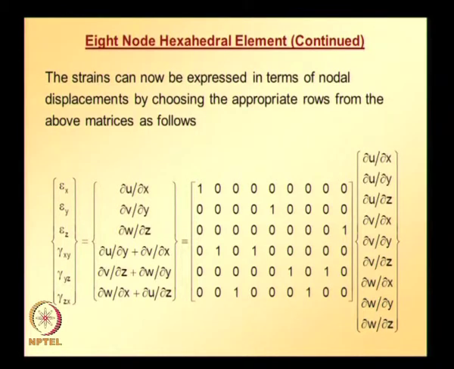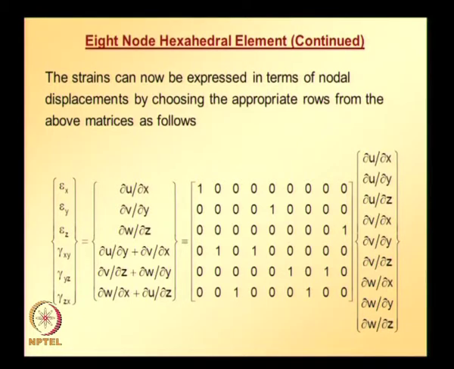First, the definition of strain: epsilon x is equal to partial derivative of u with respect to x, epsilon y is equal to partial derivative of v with respect to y, epsilon z is equal to partial derivative of w with respect to z. Similarly, gamma xy is partial derivative of u with respect to y plus partial derivative of v with respect to x, gamma yz is partial derivative of v with respect to z plus partial derivative of w with respect to y, gamma zx is partial derivative of w with respect to x plus partial derivative of u with respect to z.